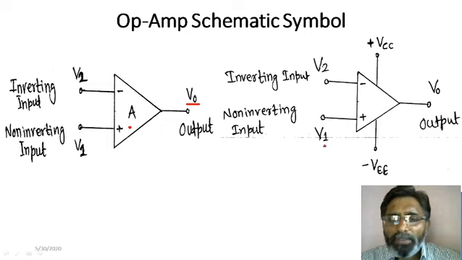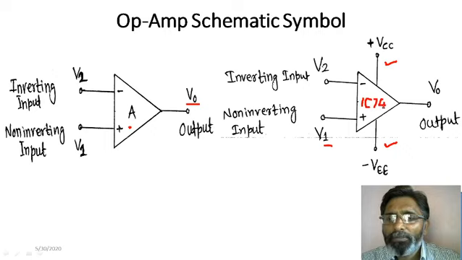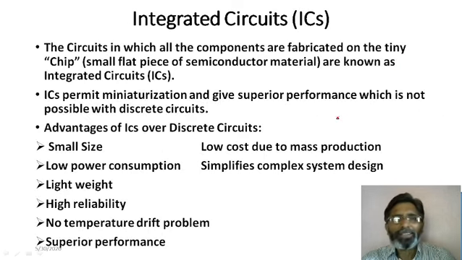If you want to represent some more details, this is another symbol which is used, and in this the only difference is we are representing this plus VCC and minus VEE. So this is another schematic symbol. Sometimes the IC number is also written, for example this IC 741. So this is also written sometimes in the symbol. Like this is the schematic symbol of the op-amp, and we will be using this henceforth whenever we are using an op-amp in an electronic circuit.